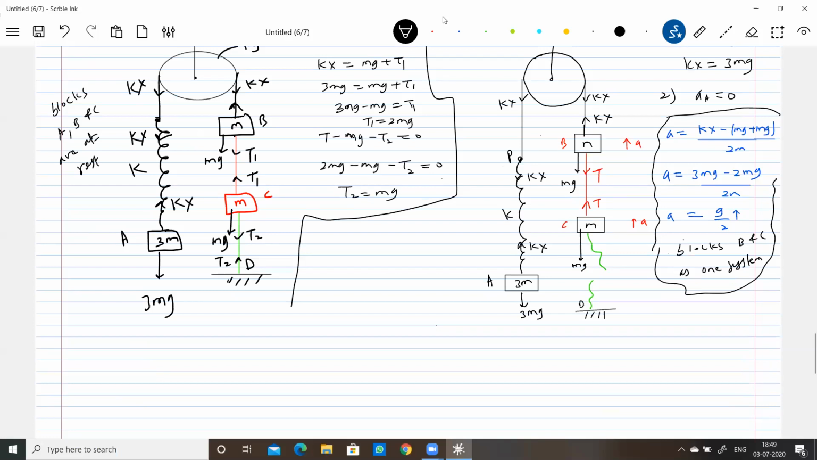Okay, let's go for tension now. T minus mg equal to ma. This is on block C. So what is the value of acceleration? g by 2. So how much tension? 3mg by 2. Tension will change. Sudden change in tension is possible. This numerical is telling you that. Sudden change in spring force, suddenly from elongation to compression to elongation, is not possible.